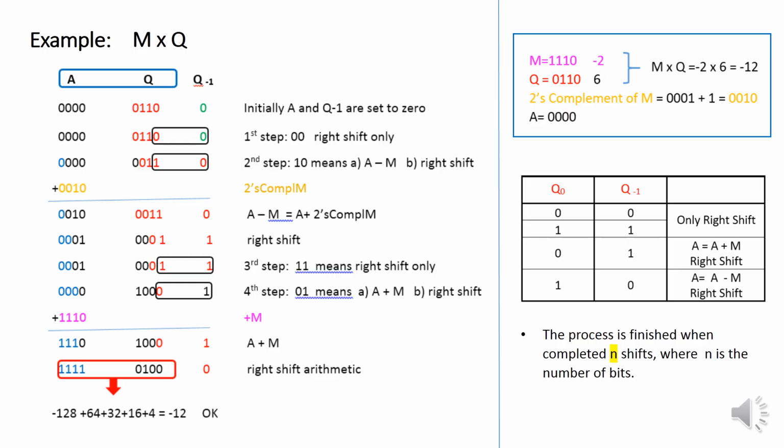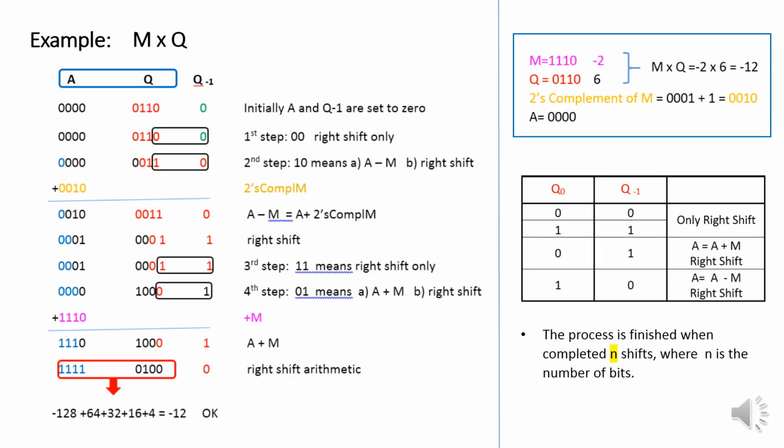Then we perform the third step, and we compare Q0 and Q-1. Because it is 1, 1, that means we need to do a right shift only. So here we have done a right shift only. Then we do the fourth step, and we compare Q0 and Q-1. Because it is 0, 1, that means that we have to perform an addition and a right shift.